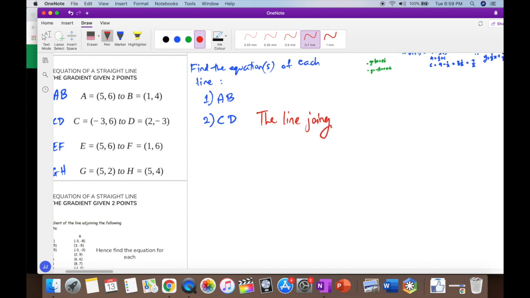So let's find the line joining C, which is negative 3, 6, to D, which is 2, negative 3. I hope I got that right.